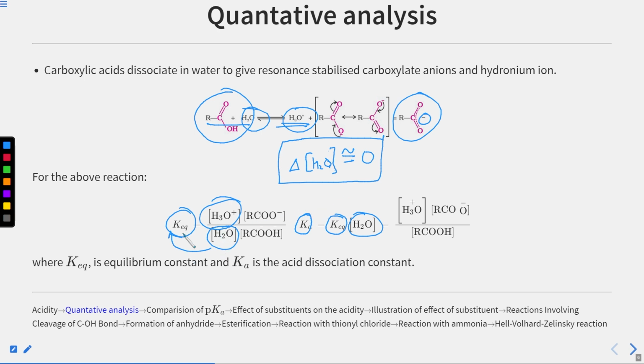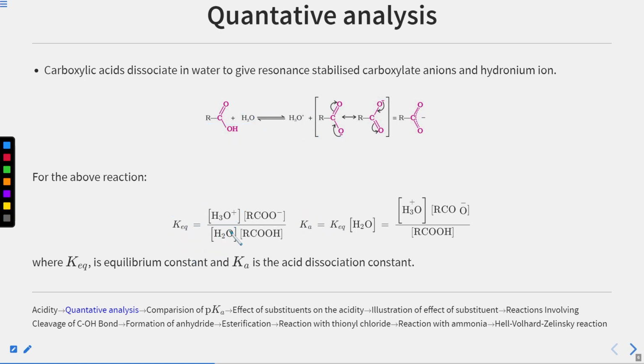Since this H2O is transferred here, what are we left with? We are left with H3O plus, RCO minus, and then the carboxylic acid concentration. So at this part, we are done with this dissociation constant K. Now we can use this dissociation constant for quantitative analysis.